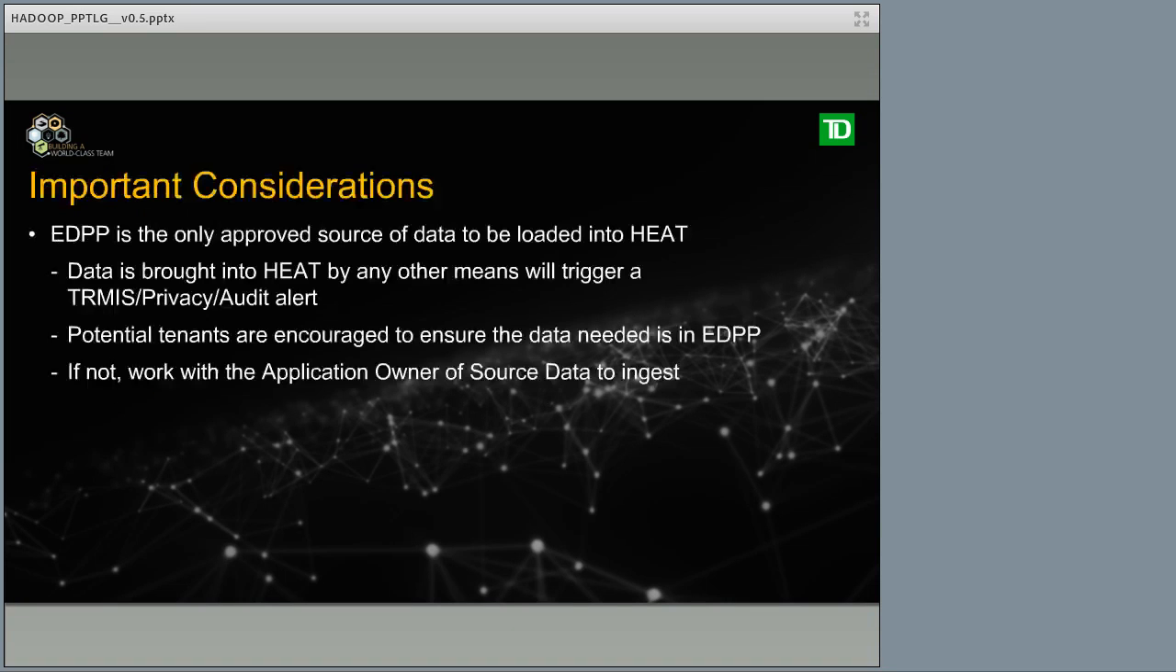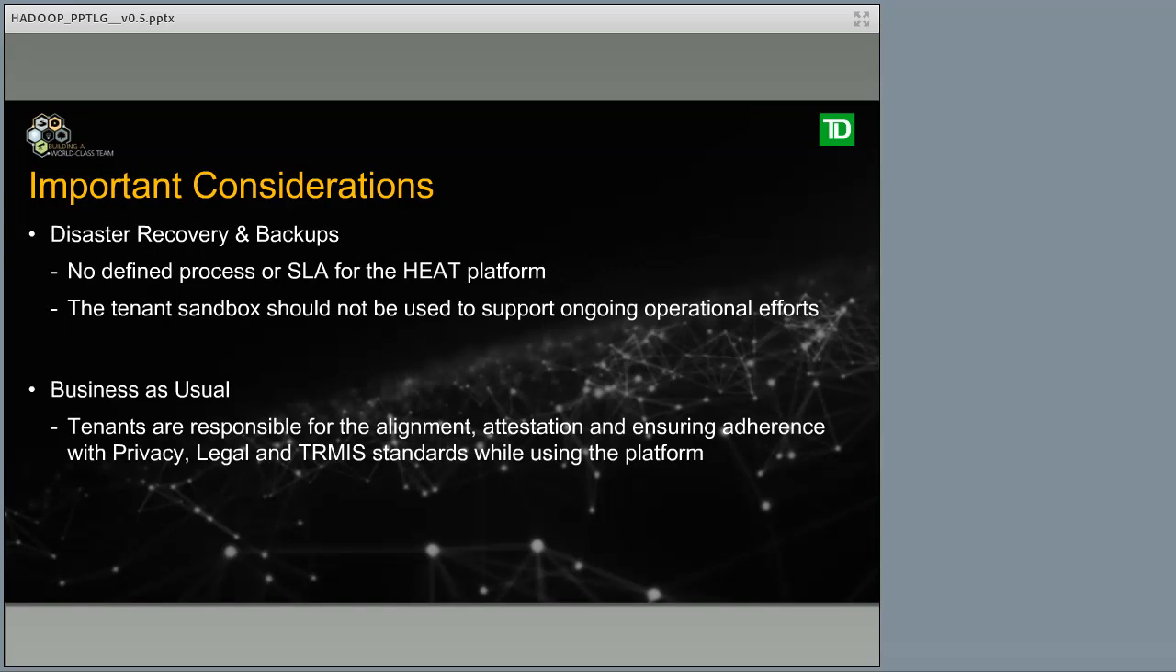Part 4, Considerations. Here are some important considerations if you're interested in leveraging Heat in your project. 1. EDPP is the only approved source of data to be loaded into Heat. That means data brought into Heat by any other means will trigger a TRIMIS, privacy, and audit alert. Potential tenants are encouraged to ensure that the data that is required exists in EDPP. If not, they are to work with the application owner of source data to ingest.